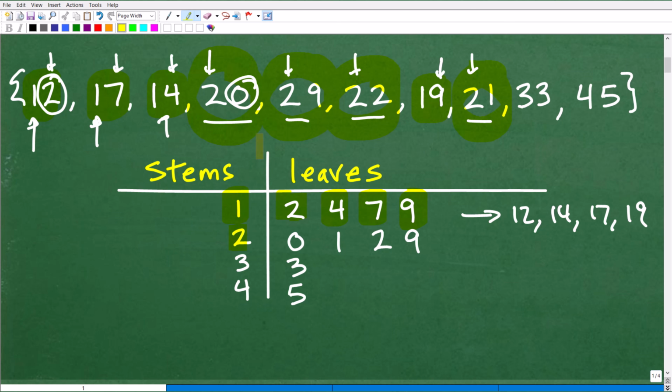You're going to have a column for stems and a column for leaves. So just draw yourself a nice little plot just like this. And so we're going to put 0 to represent our 20. That's our first leaf. And then we have 21, so we'll put 1 next. We have 22, so we'll put that 2 right there. And then we have 29. We'll put that 9 right there.